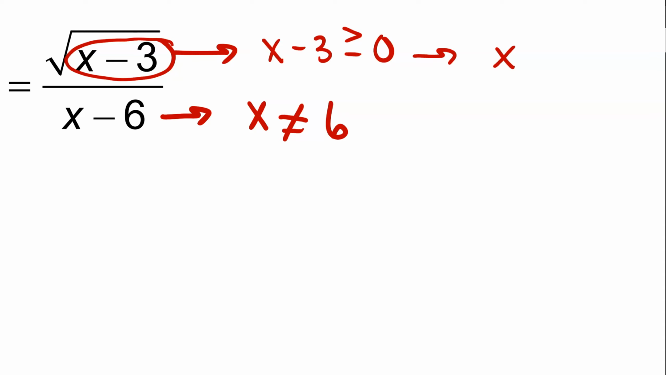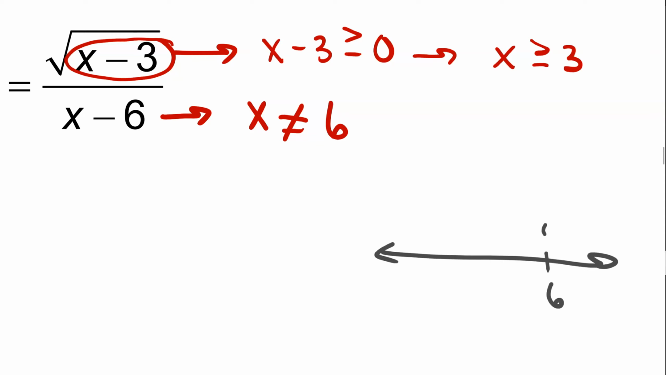These roots. So I know x has to be greater than or equal to 3. So if I would draw a number line, I know at 6, it can't equal 6. And I know x has to be greater than or equal to 3, and it can't equal 6.